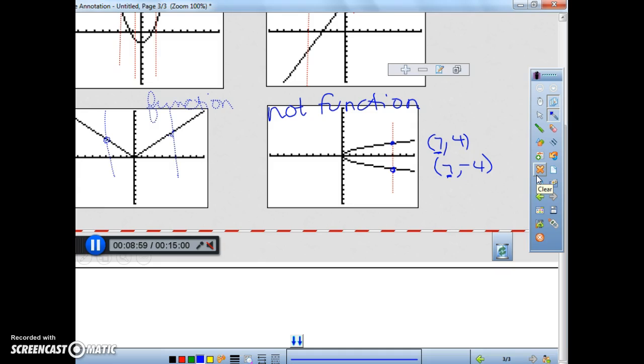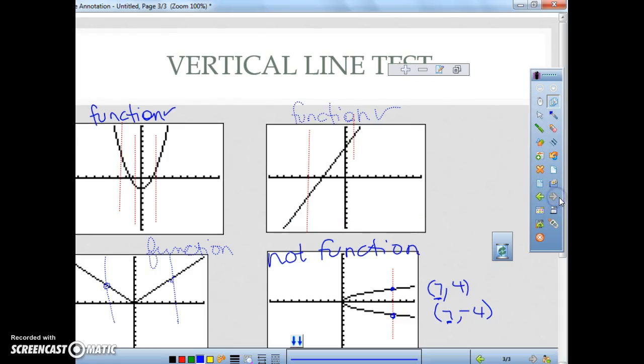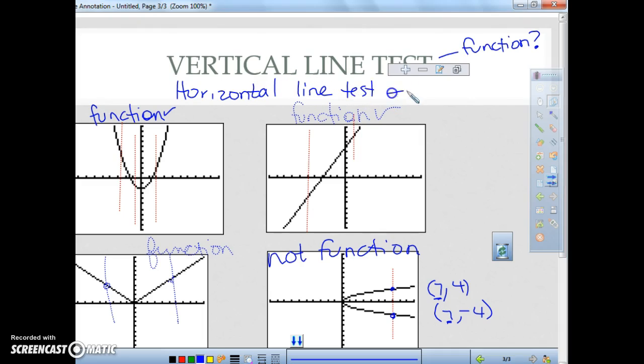If it's a function, there's a possibility it could be a one-to-one, and we can test the graph for that. Let me show you how that one works. It's called a horizontal line test. So the vertical line test checks for function, and then a horizontal line test will check to see if it's a one-to-one function. It can't be one-to-one unless it's a function to begin with.